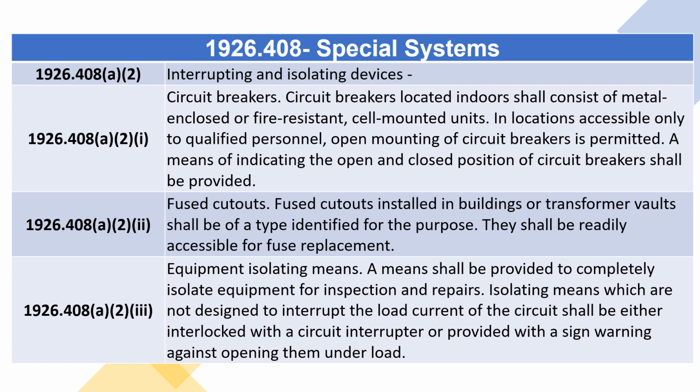1926.408, A2, 2, Fused cutouts. Fused cutouts installed in buildings or transformer vaults shall be of a type identified for the purpose. They shall be readily accessible for fuse replacement.